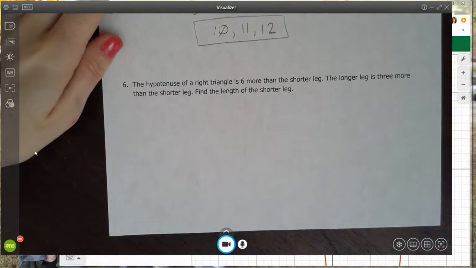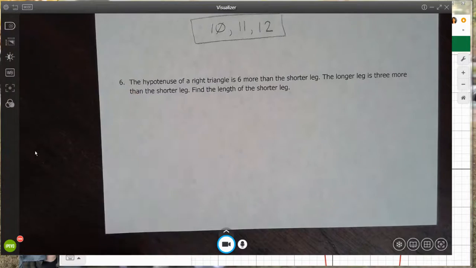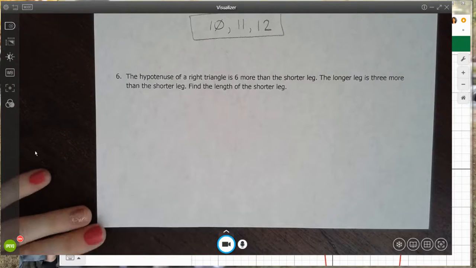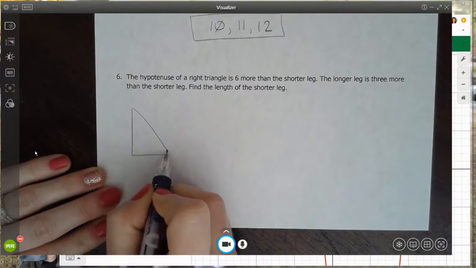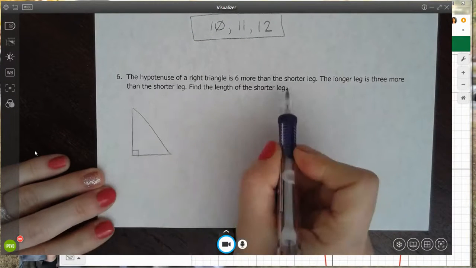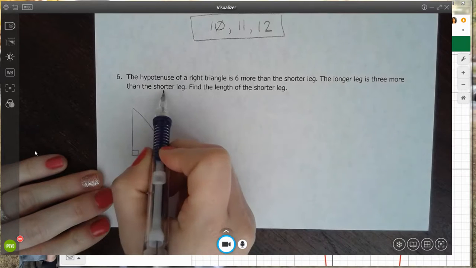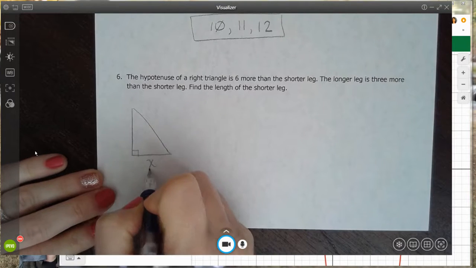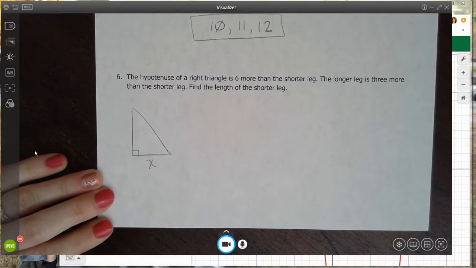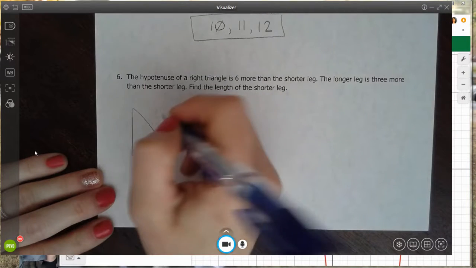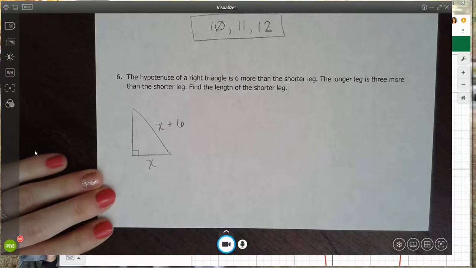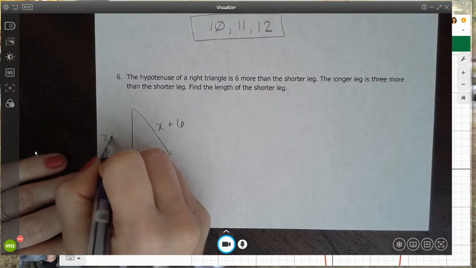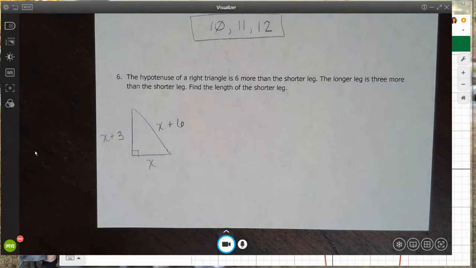Last but not least, we have one more triangle question. So the hypotenuse, so I'm just going to go ahead and start drawing myself a picture. Again, everything gets related back to the short leg, so I'm going to label the short leg as x. The hypotenuse is 6 more than the short leg, so I'm going to take the short leg and add 6. The long leg is 3 more than the short leg, so that's x plus 3. And I have to find, again, the length of the short leg.